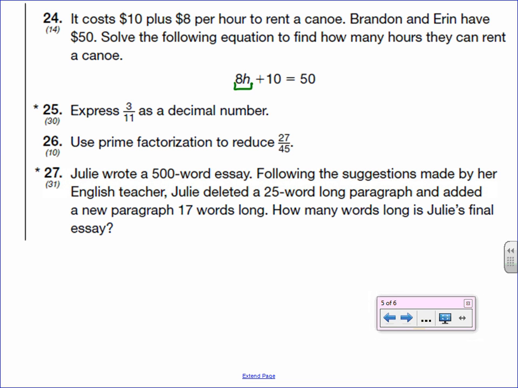So this number plus 10 equals 50. Well, this number must be 40. So 8 times a number has to equal 40. Well, 8 times 5 equals 40. So then H must be 5, which means they can rent it for 5 hours.